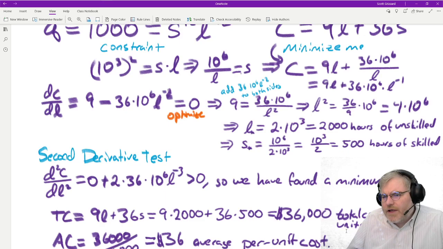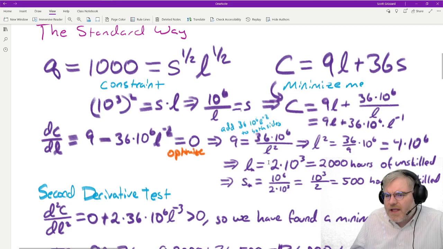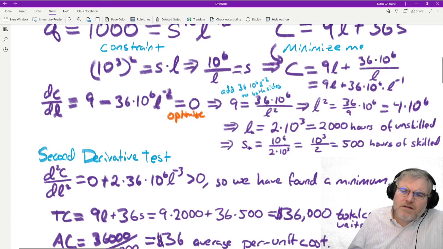Then what I'm going to do is, now I've got S here, right? So now I'm going to take my equation here. I've got 10 to the 6th over 10 cubed. That's this equation right here. And I'm going to solve for S, and I wind up with 500 hours of skilled. So I sub that in. Those are my two quantities.